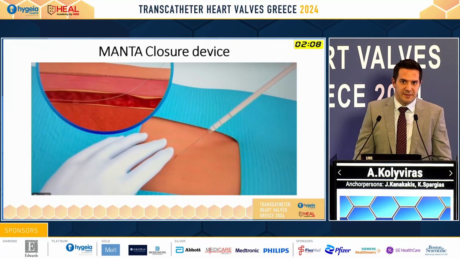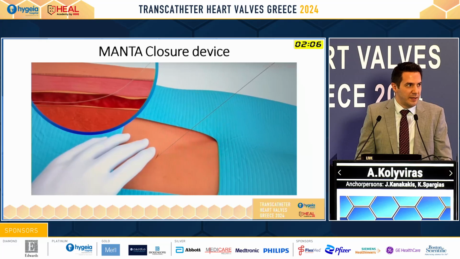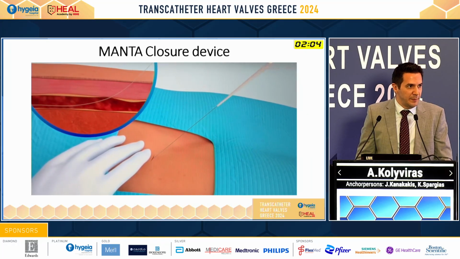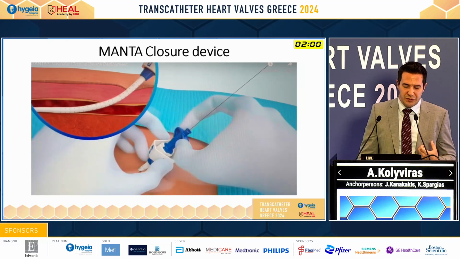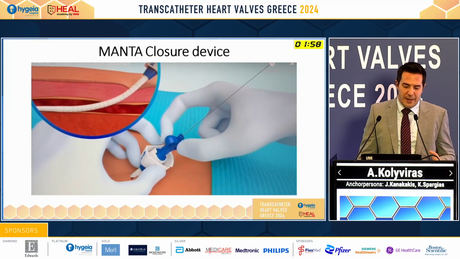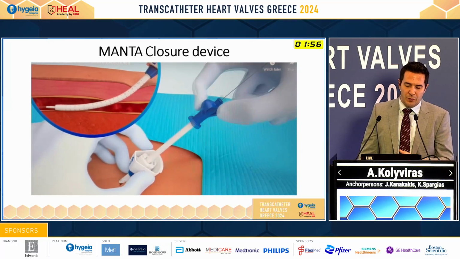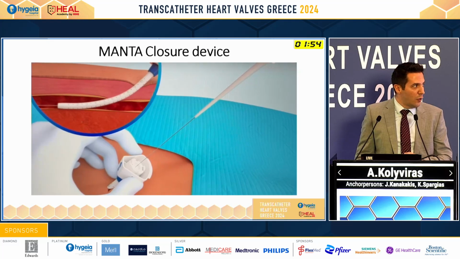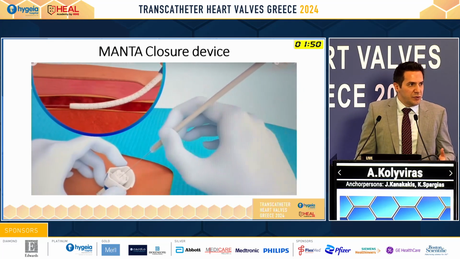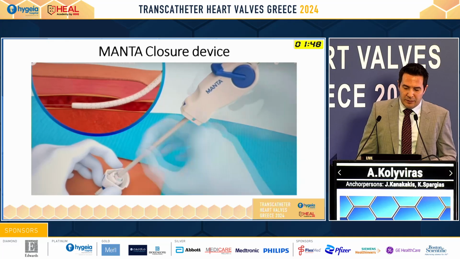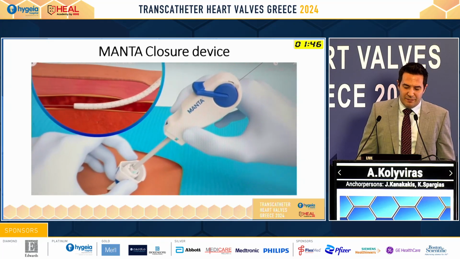The MANTA device is another technique, a collagen-based technique. It's very simple. We use the MANTA at the end of the procedure. We remove the large bore sheath. We introduce the MANTA sheath. We remove the introducer. We keep the guide wire always in place. It's like using a big Angio-Seal, and we proceed with the MANTA device.